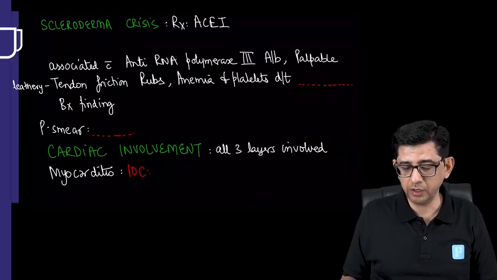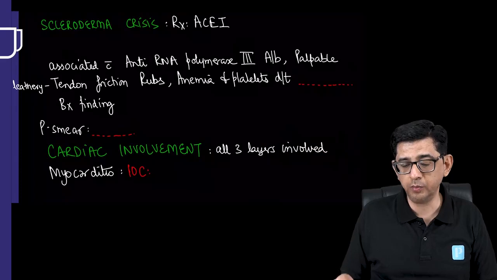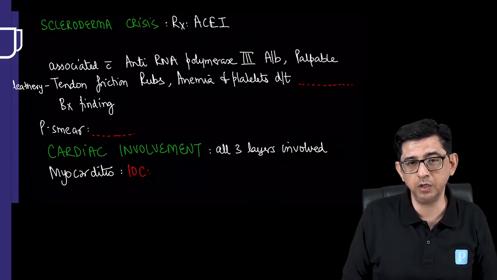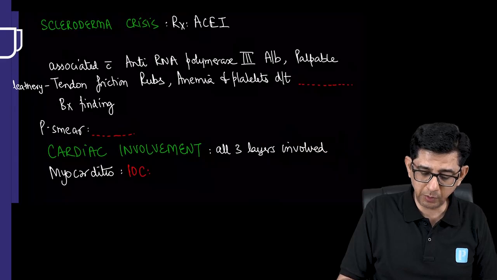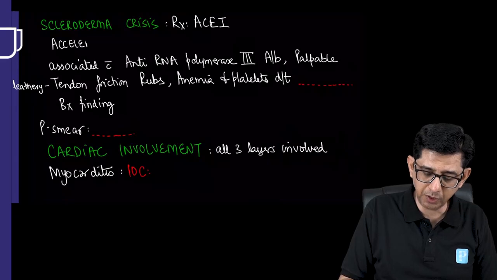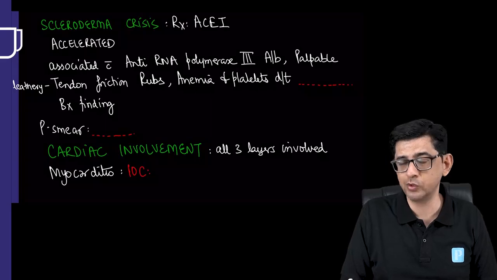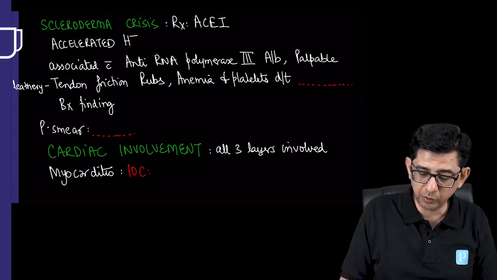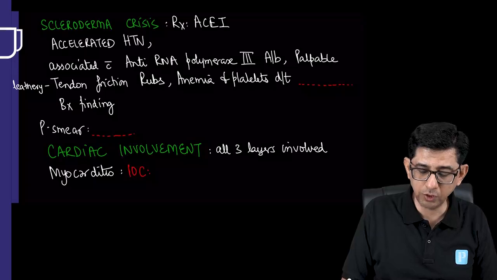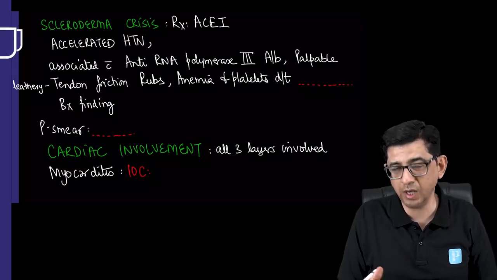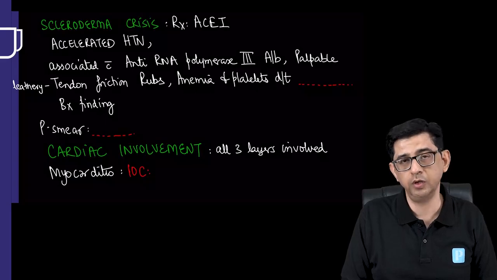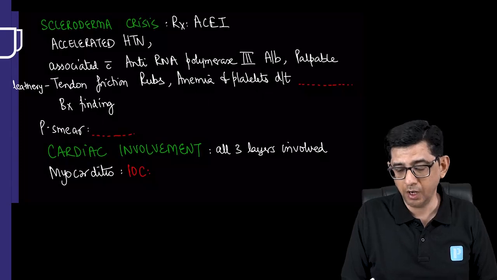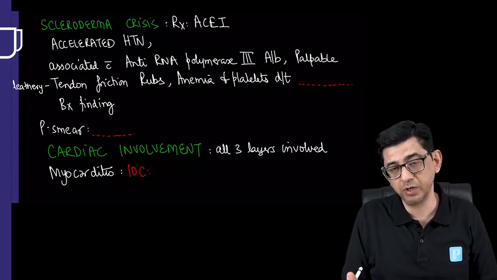Then as far as the renal crisis is concerned, there is a scleroderma renal crisis, which is treated with ACE inhibitors. The term that would be described in MCQ would be accelerated hypertension. Accelerated hypertension simply means a high renin hypertension, and due to high renin, aldosterone would also be higher, and therefore these patients would be having more salt and water in the body along with metabolic alkalosis. Why metabolic alkalosis? Because aldosterone would be causing urinary loss of hydrogen, and thereby metabolic alkalosis would be present.